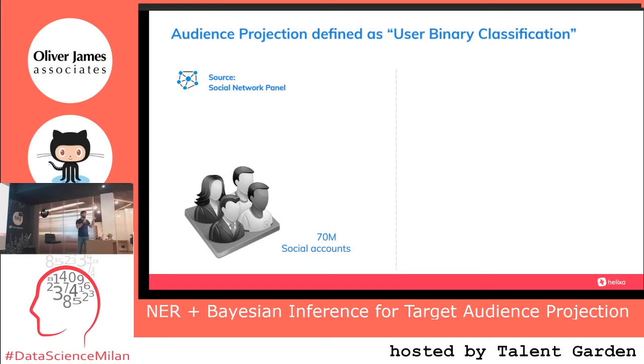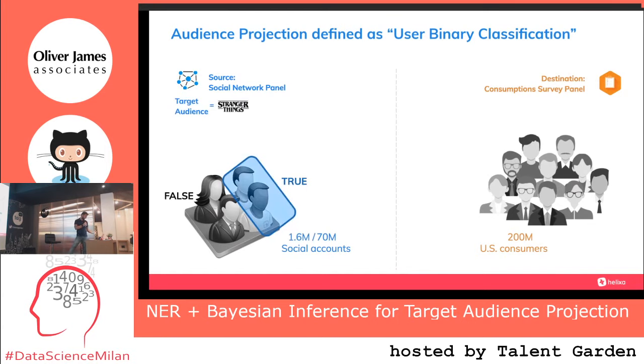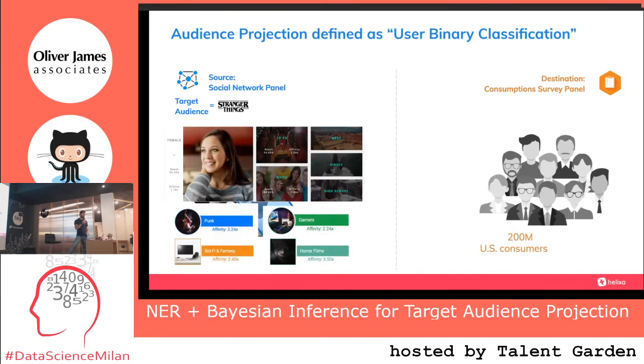Same example: social network, source domain. We have a panel which represents roughly 70 million users, for example. This is just the example of Twitter. On the right, we have a survey that supposedly represents 200 million users. You start by defining the target audience in Twitter, and you end up selecting roughly 1.6 million users out of the 70 million. If you stay within the same domain, there are a lot of insights. For example, you might know that this audience is mostly female, young, interested in punk music, they are gamers, they watch horror movies, and they're also interested in sci-fi and fantasy.